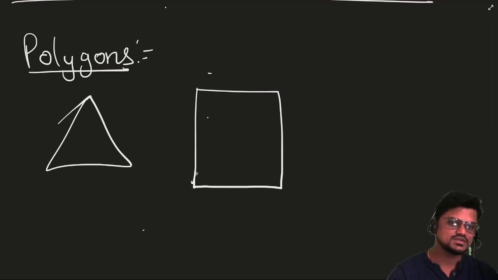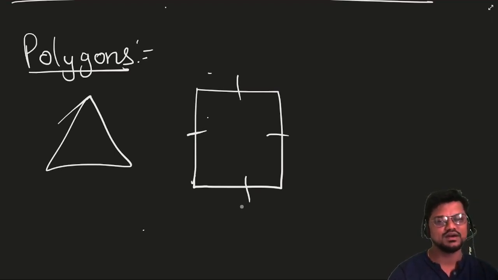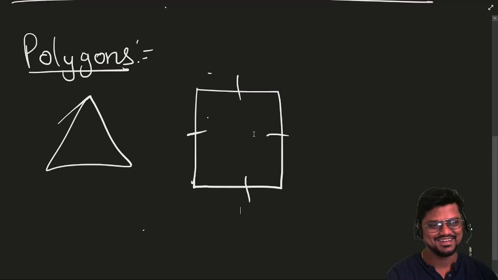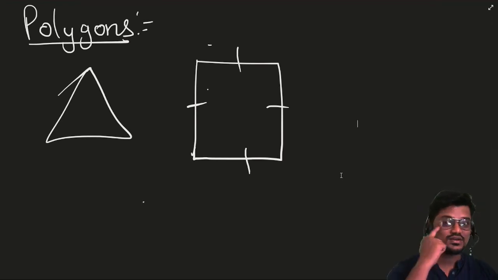If I say it is a square, then also it is true. Consider this, all sides are equal. I have drawn it freehand, because with a scale I cannot draw here. Even if you draw it freehand, it looks like a square. But if someone takes the scale, it will not. Okay, so this is your square.